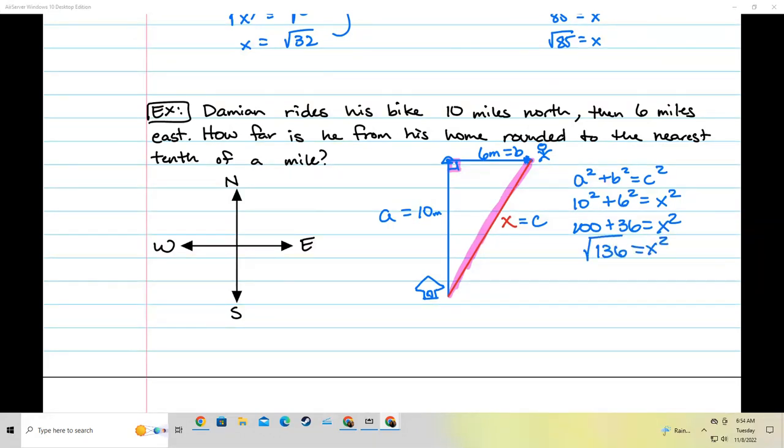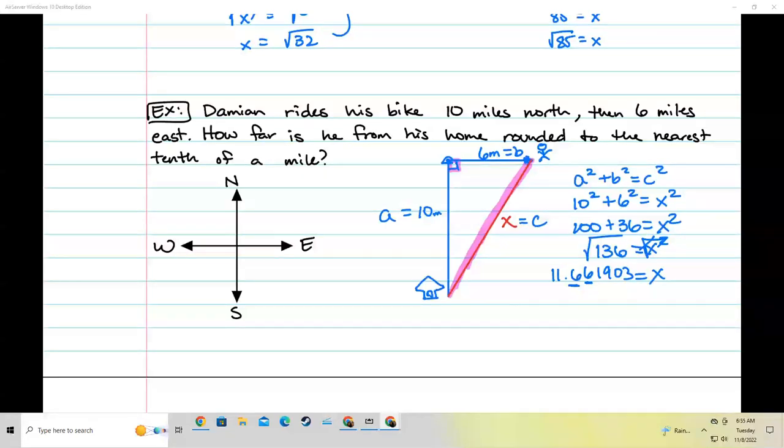We're going to go ahead and square root both sides. Now, in this case, they told me to round to the nearest hundredth. So I'm going to plug in the square root of 136 into my calculator right now. And I get 11.661903. But they asked me to round to the nearest hundredth. This is the tenths. This is the hundredths place. That means my answer right now is 11.66.